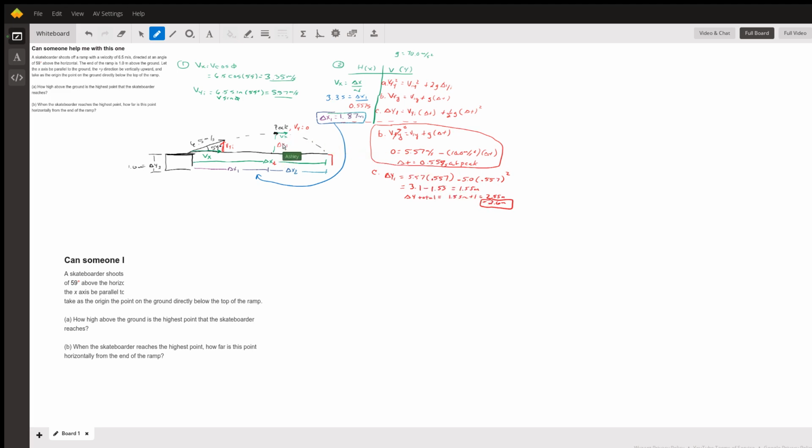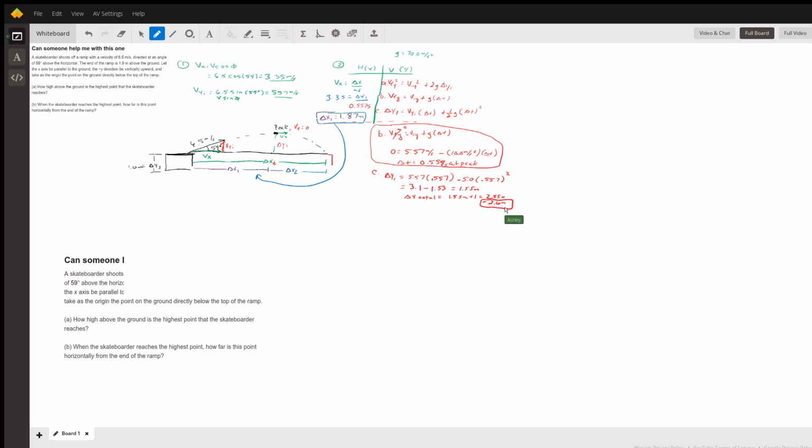The 1.55 is this part only. It does not include the ramp, right? This piece right here that it's on. So the 1.55 meters, you need to add the 1. And that's going to get you to 2.6 meters.